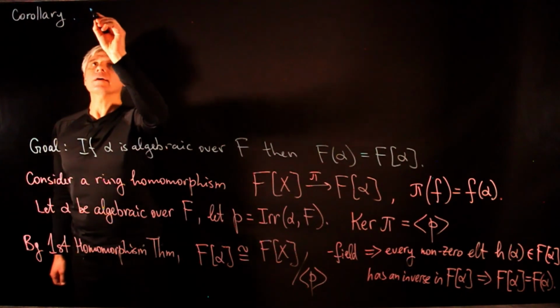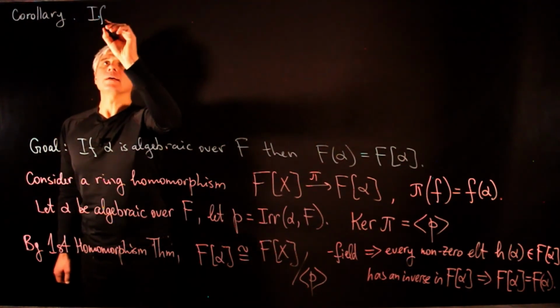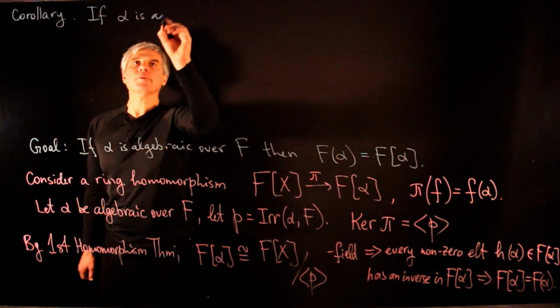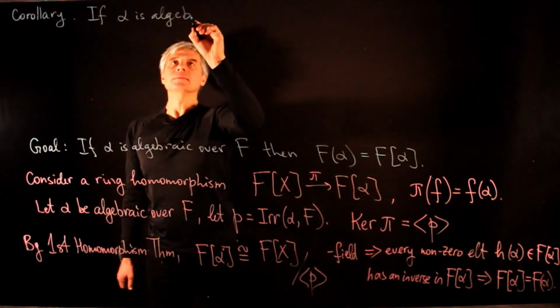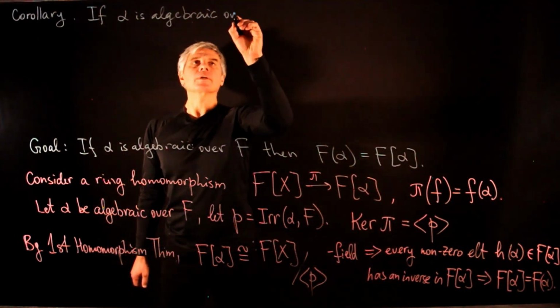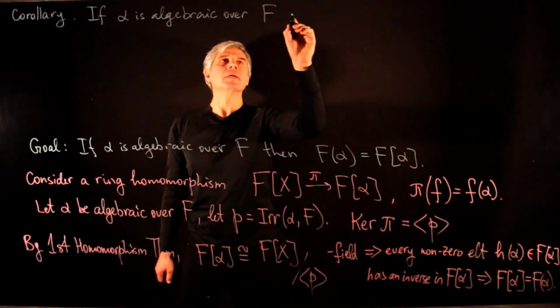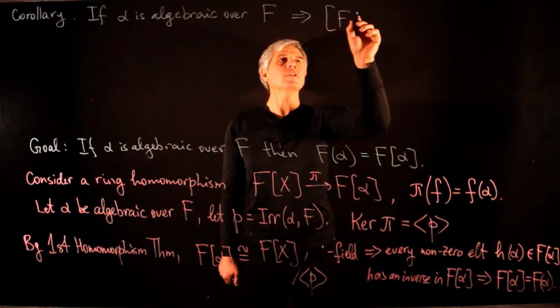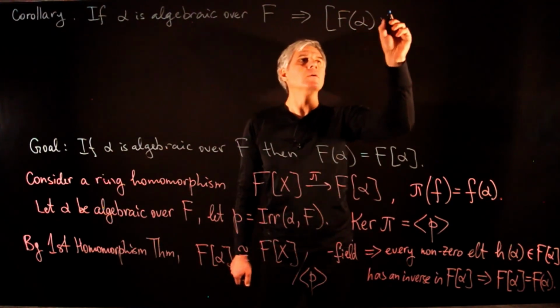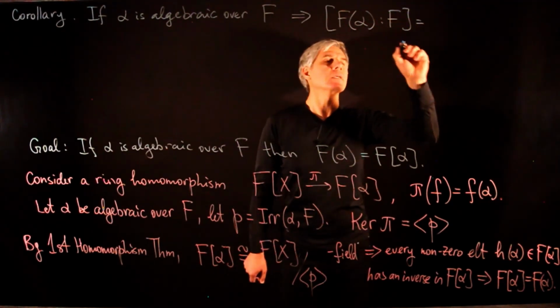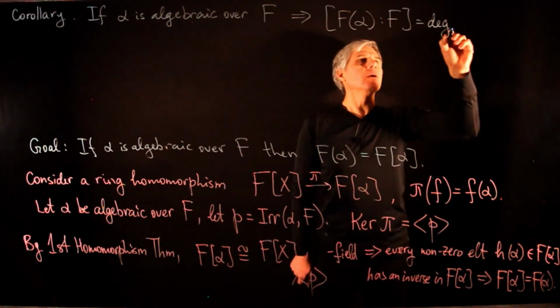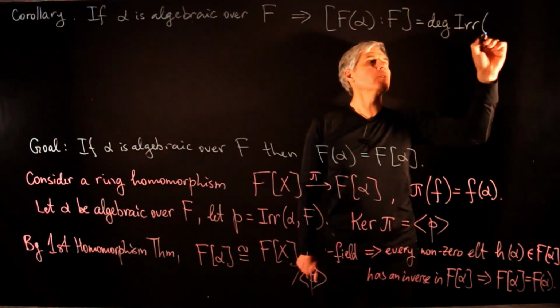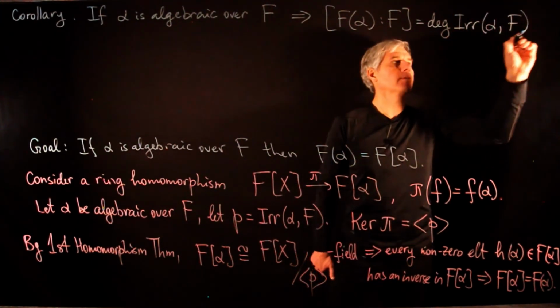we get that if alpha is algebraic over F, then the degree of the extension of F(alpha) over F is equal to the degree of the irreducible polynomial of alpha over F.